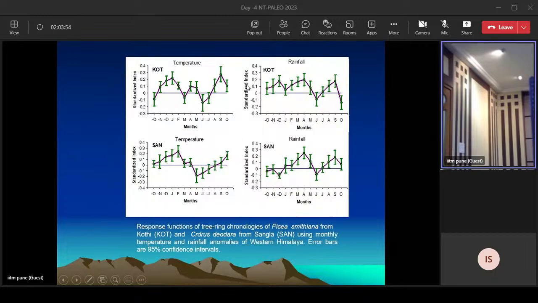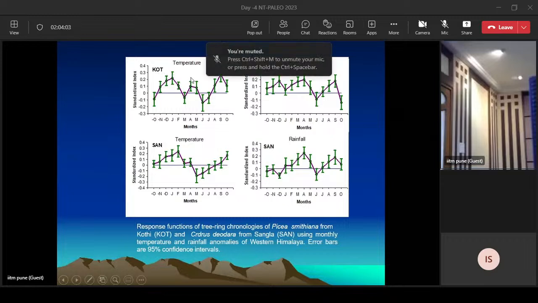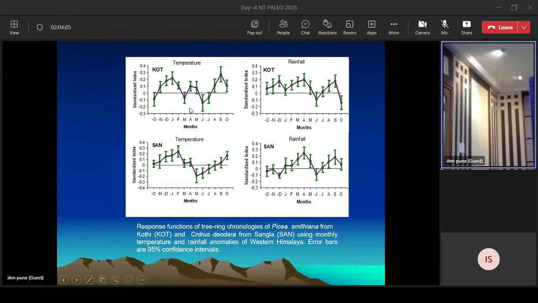Now, this is the response, how it looks. This is the response function of two sites, this is Putti and this is Sangha. This is the temperature response and the rainfall response. This is the standardized index, and these are the monthly parameters from previous October to current October. Why we use previous October to current October is because this is the end of the last year's growth to the end of the current year's growth of the tree.